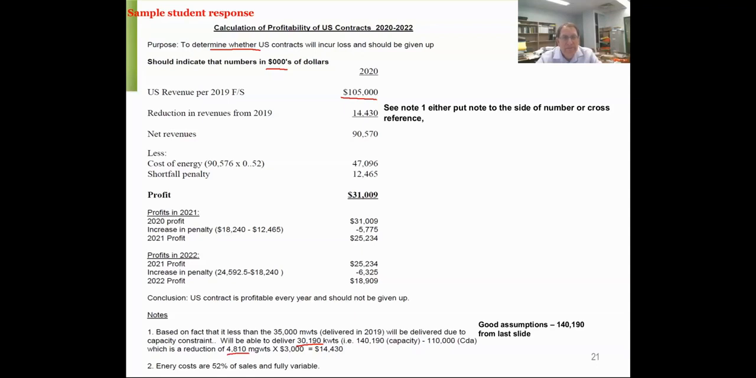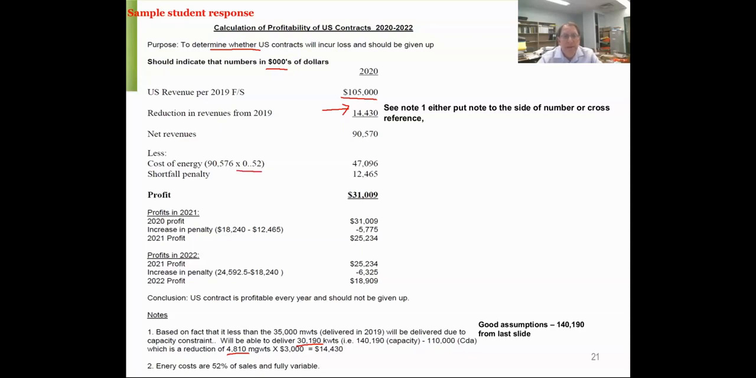So I'm losing revenue of the 14,430. People, everybody get that? You fulfill the Canadian first, 110. Unfortunately, I can't fulfill all the US. So my revenues go down. We told you the cost of the energy was 52%. I think energy costs were 52% of sales and fully variable.